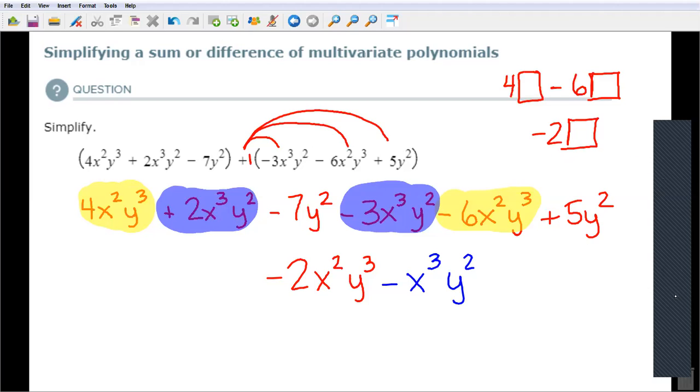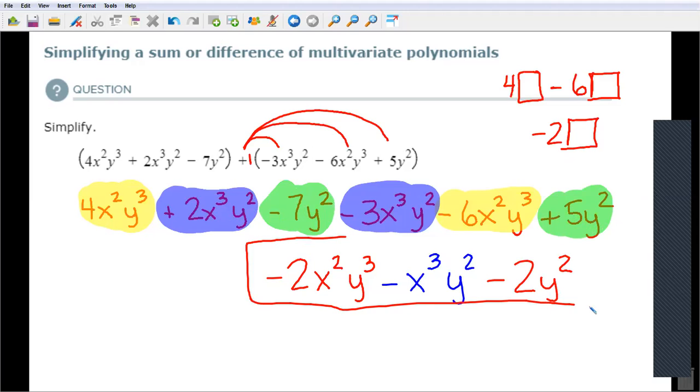The last thing you should notice here then is that our last 2 terms that I have here are both the same. They both have y squared and no x's. So because of that, I can combine those together. And when you do that, you get -7 plus 5, which is -2. And I keep the exponent and the variable the exact same. So this is your final answer.